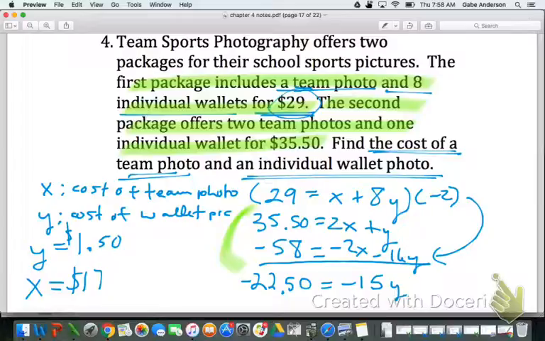Yeah, I get you. It maybe could have been worded a little bit better. How could they have worded it differently? Find the cost of only a team photo and only an individual photo, maybe if they used the word only or something like that. So, yeah, good question. Anybody else?